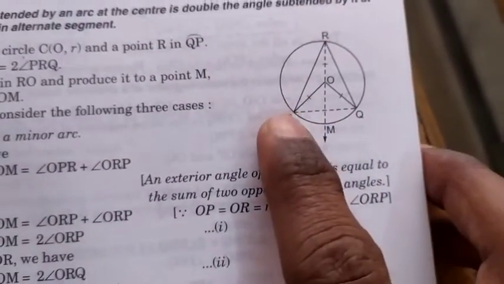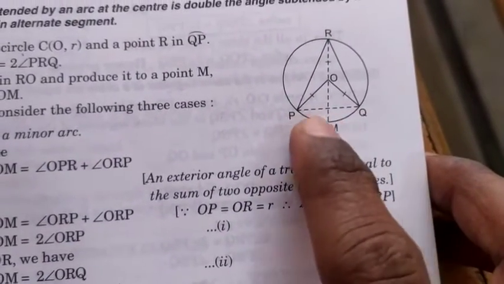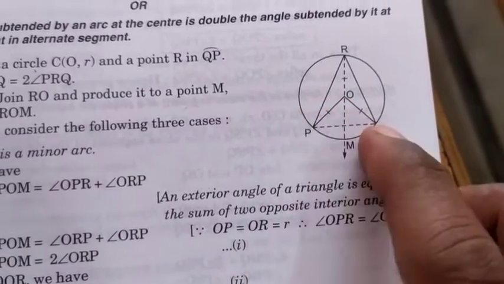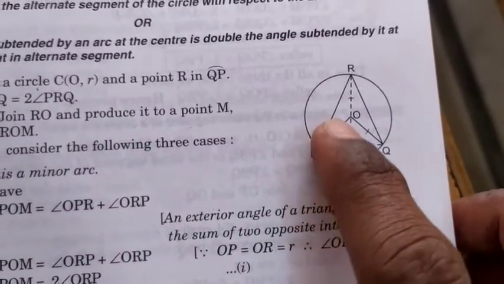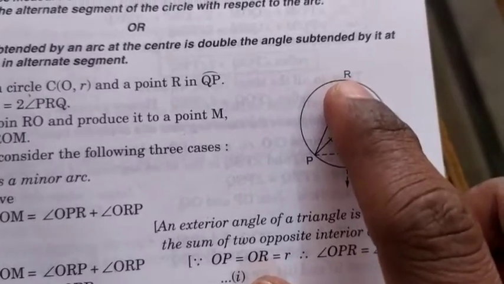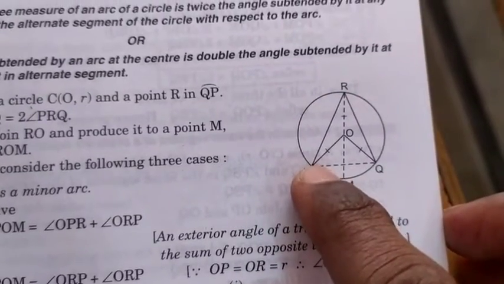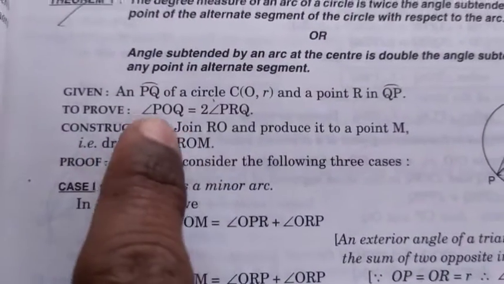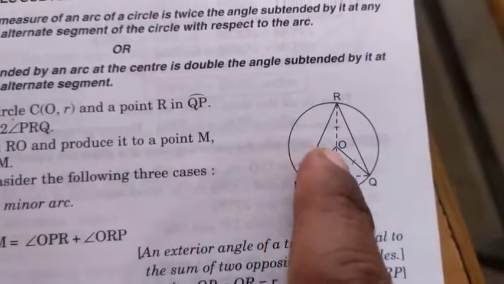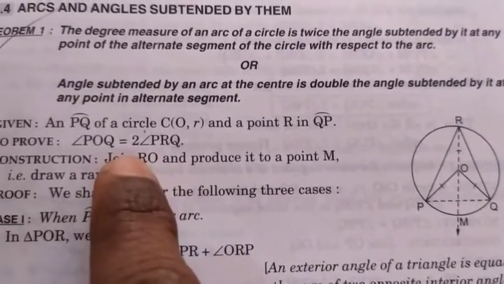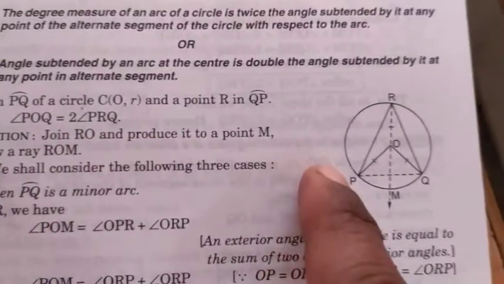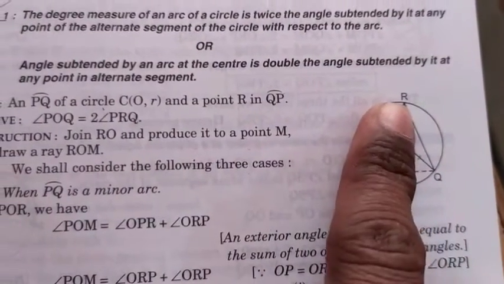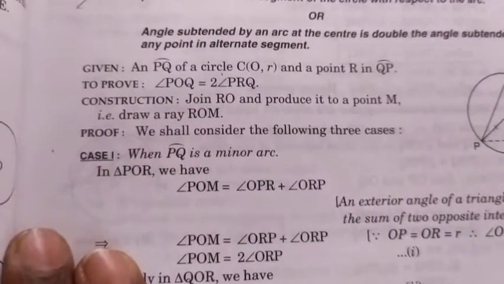here the arc is PQ, so it subtends the angle at the center, that is POQ, and it subtends an angle at the circle, that is at point R, that is angle PRQ. So it says that angle POQ, the angle at the center, is twice the angle at the point of the circle. Okay, so now you have to prove it.